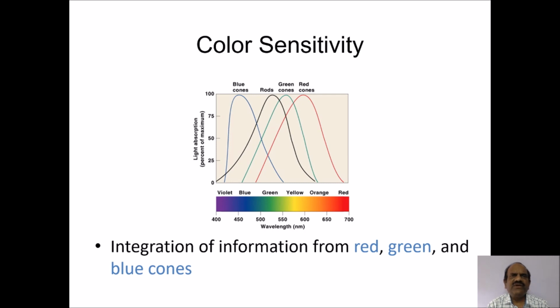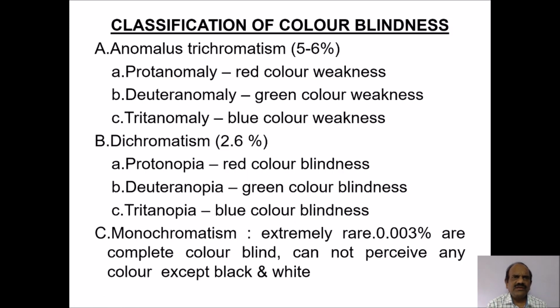Now you can see in this figure the color sensitivity of the different cones. It shows the formation of red, green and blue cones, and the stimulation of the respective cone with the different wavelengths, as shown here. I have also mentioned color blindness, which is mainly caused due to the deficiency of vitamin A.